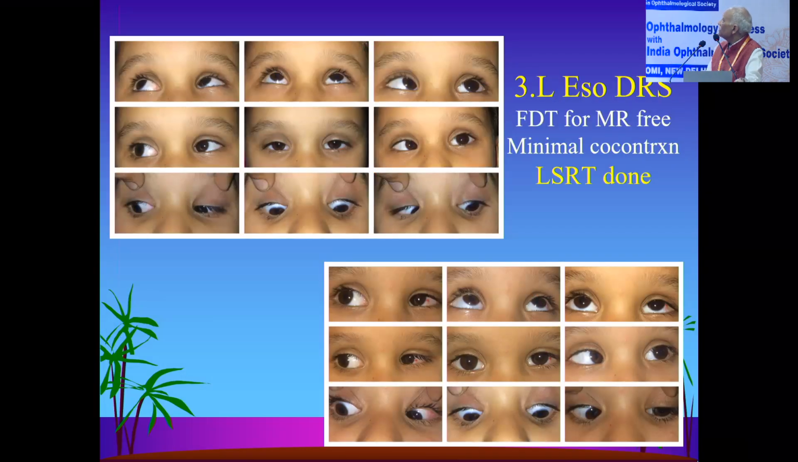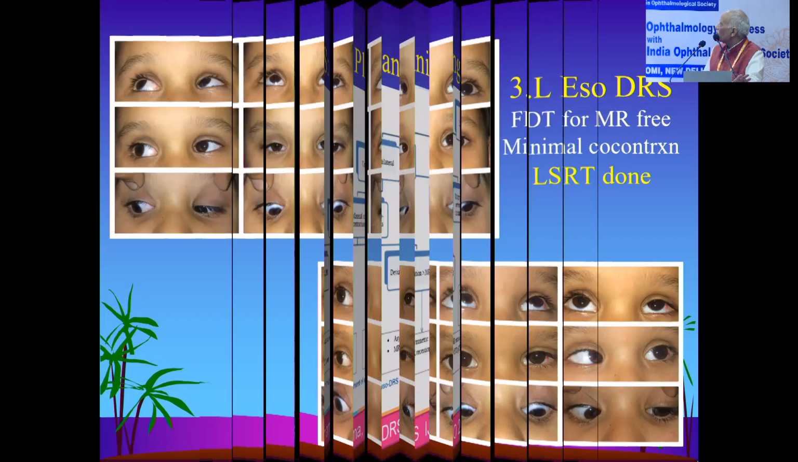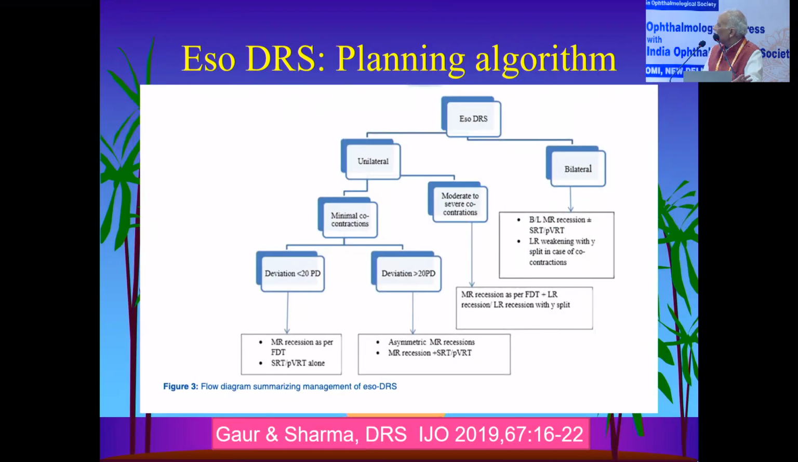So in ISO DRS, when there is no FDT for MR, you may do only the SRT, and that may be just enough for improving the abduction as well as correcting the ISO. So this is the planning algorithm for ISO DRS.